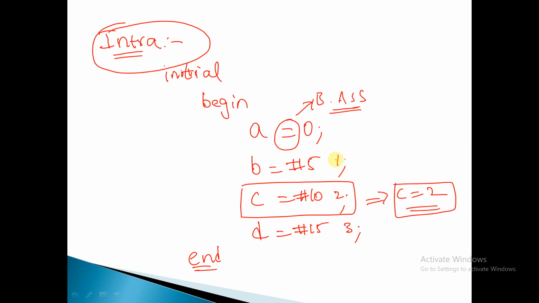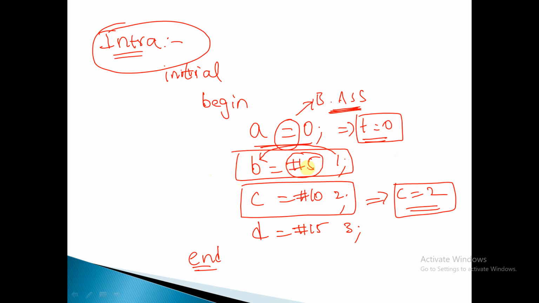Why? See here, we are using a blocking assignment. Coming to A is equal to 0, this will happen at T is equal to 0 time units because there is no delay involved here. Coming to the second assignment, if you observe carefully, we are using an intra-assignment delay. That is, the RHS value will be updated to the LHS side after 5 time units. That is, up to 5 time units, my assignment is not yet completed.